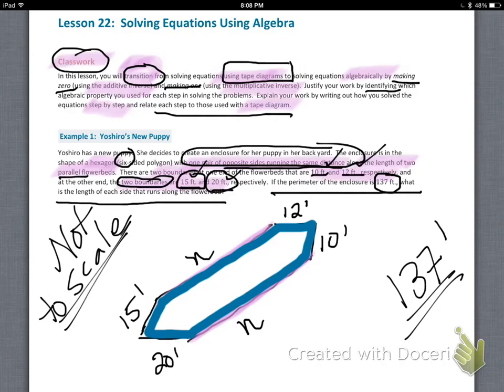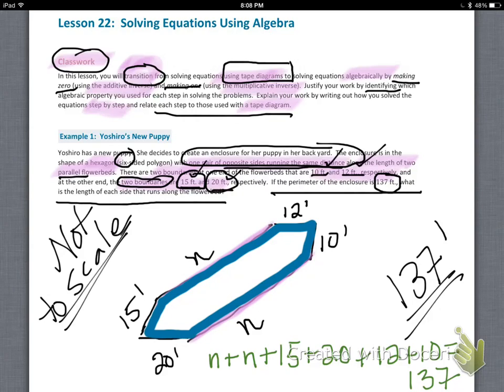Now, a very basic equation we could write to model this, to put this model in equation form, we could say n plus n, because that's what perimeter is. It's all about adding all the sides. So n plus 15 plus 20 plus 12 plus 10 equals, sorry, we're running out of room here, 137.